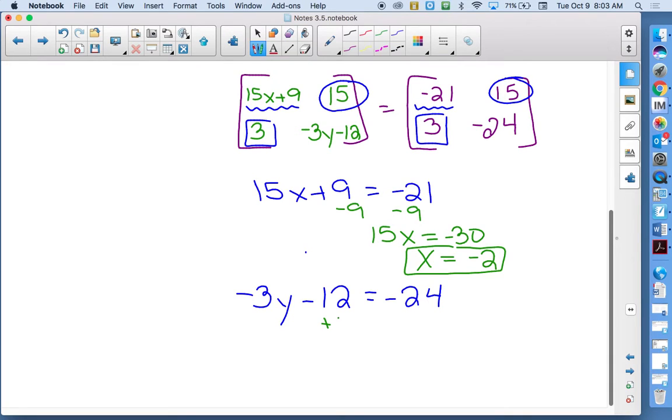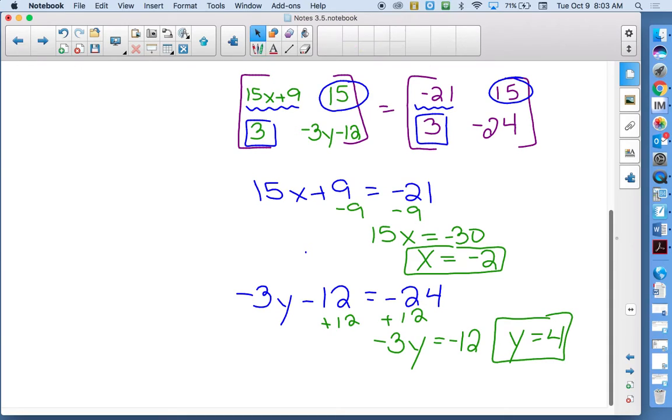We would add 12 for the second one. And y should equal positive 4. Again, if we plugged a 4 in here, we would get a negative 24. So negative 3 times 4 is negative 12, minus 12 makes negative 24.